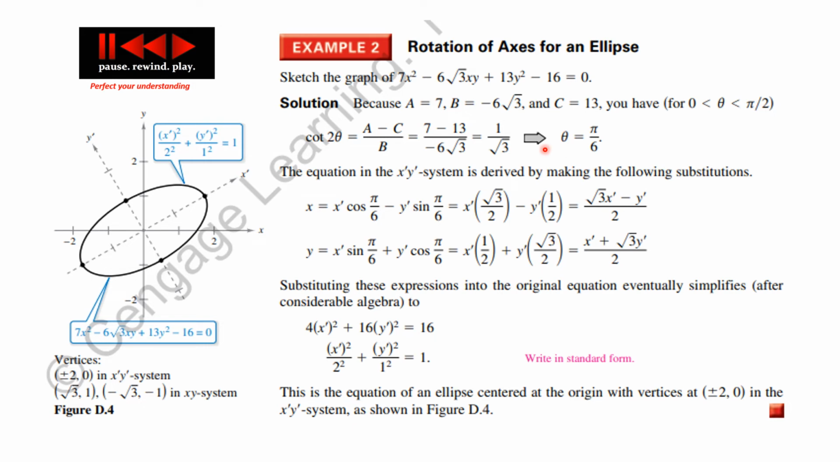Okay, so pi over 6, we know that the cosine of pi over 6 is root 3 over 2. The sine of pi over 6 is a half. We substitute that into these equations, and it says here considerable algebra, I encourage you to do that. What we have is this in the transformed system, which is shown dotted here. And so this is the equation in standard form, and we see that this is an ellipse centered at the origin with vertices at plus or minus 2, 0, and that is in the rotated dotted coordinate system.